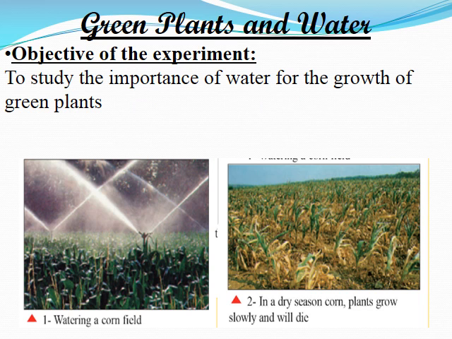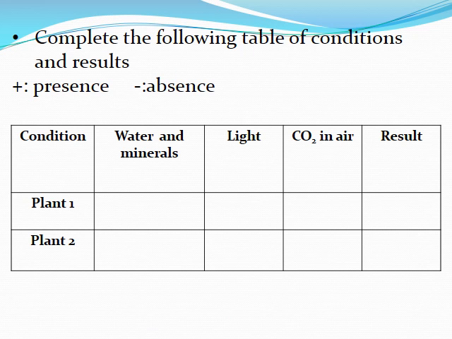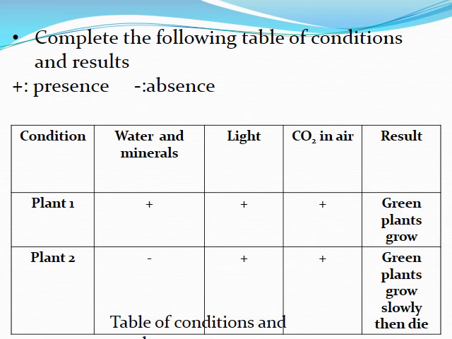Green plants and water. The objective of the experiment is to study the importance of water for the growth of green plants. We have to water a cornfield in a dry season. This is watering a cornfield, and in this one the plants grow slowly and will die in the presence of a dry season. Complete the table of conditions and results. Plant 1 and plant 2. Plus means presence, minus means absence.